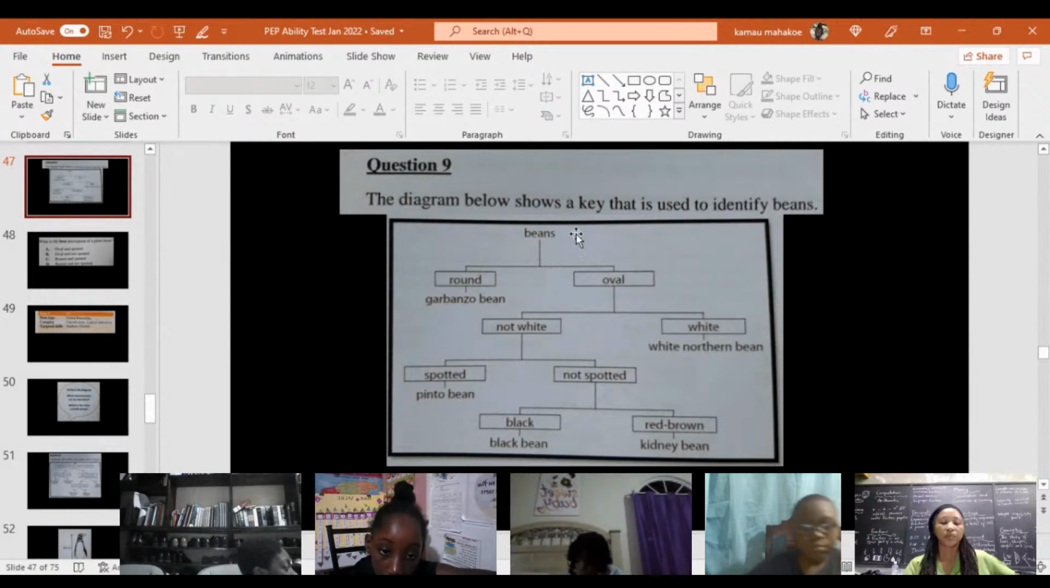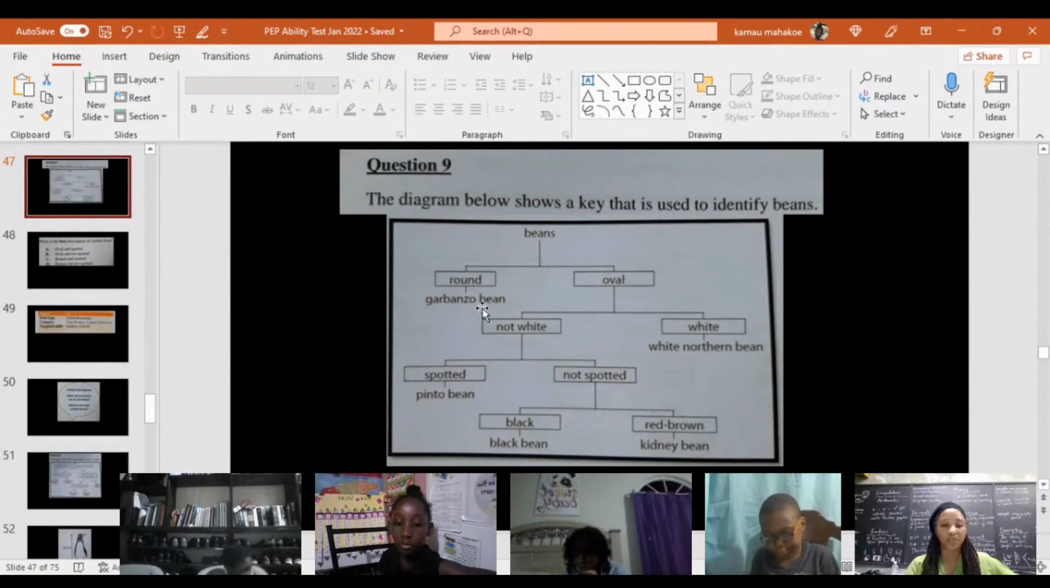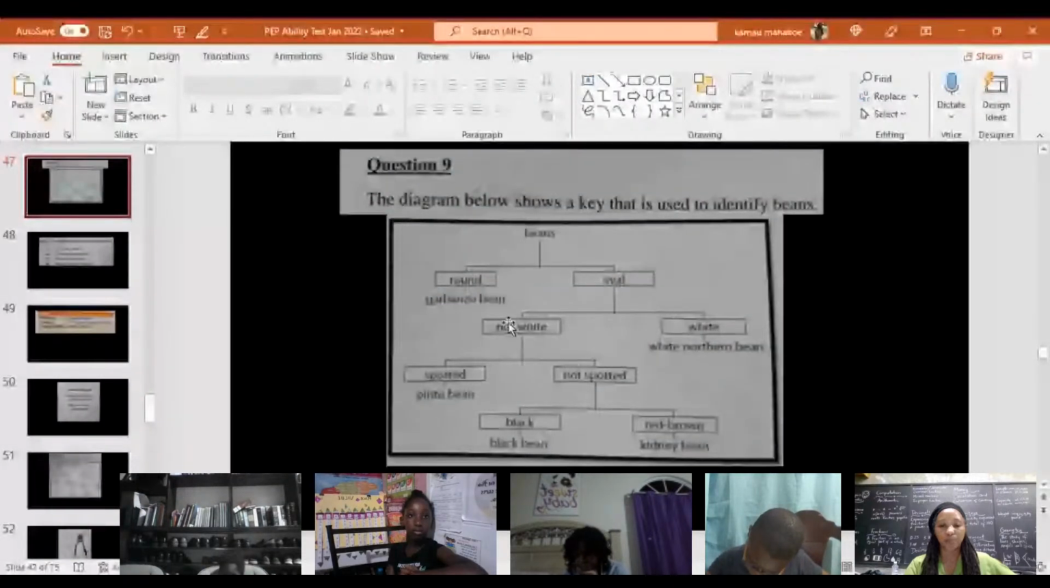All right, so the large category is beans, right? So all of these are beans, but some are round, some are oval. The round one from the group is the garbanzo bean. The oval ones, we can break those into two categories: those that are white and those that are not white.